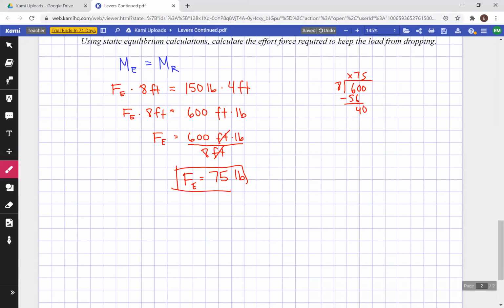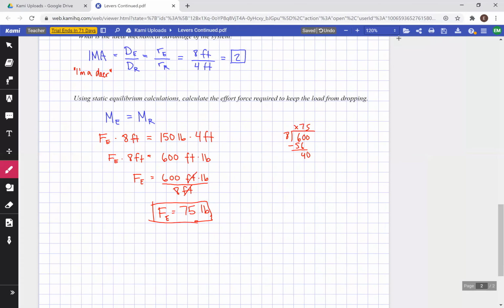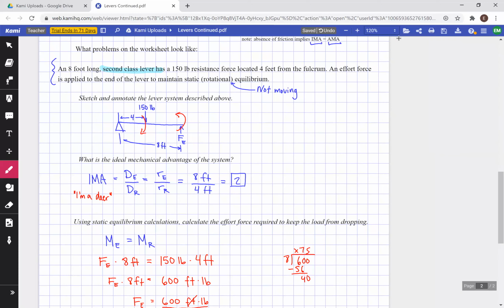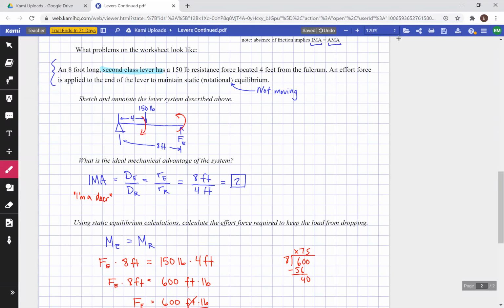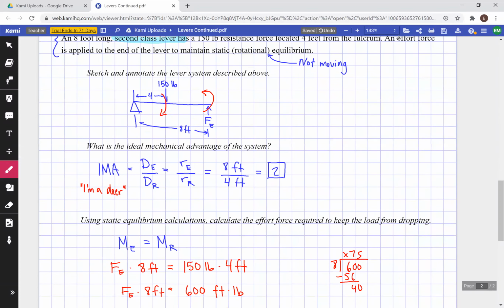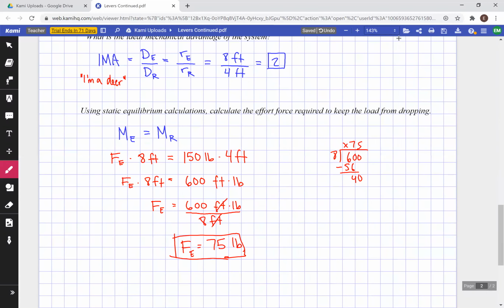Right? So we only have to put in half as much force as we would have if we were just trying to lift up the load, right? Because the load was 150 pounds, but instead we only have to put in 75 pounds for the effort force.